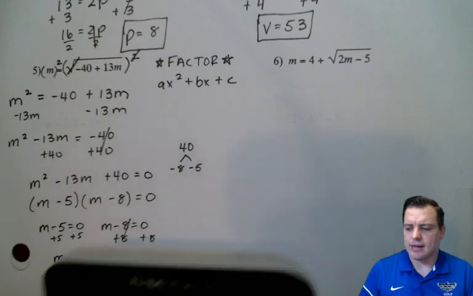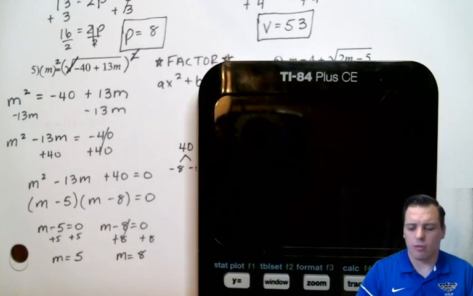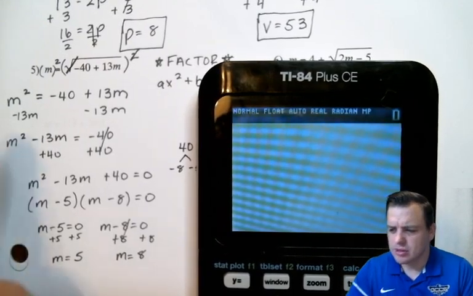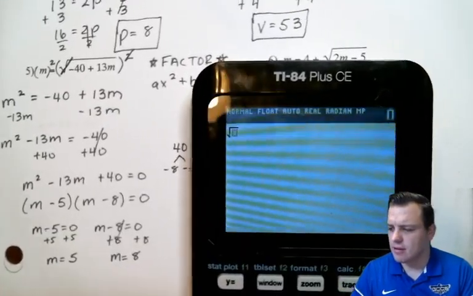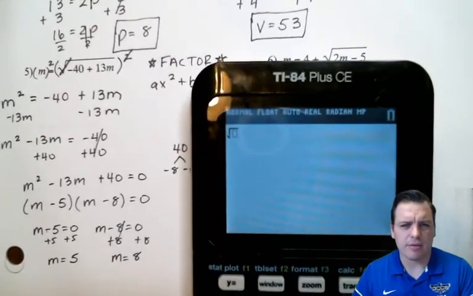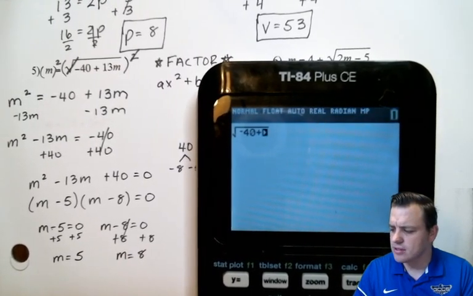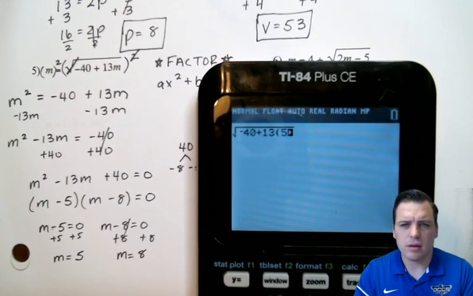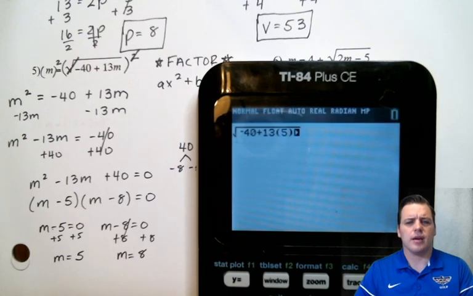Now, I need to check for extraneous, because what that means is that one of these answers might not work. So I'm just going to type it in using my calculator. I know I just have m on this side, so I have negative 40. Dang, my bad. I have negative 40 plus 13 times 5. Now this should equal 5 here, okay? And if it does, then 5 works.